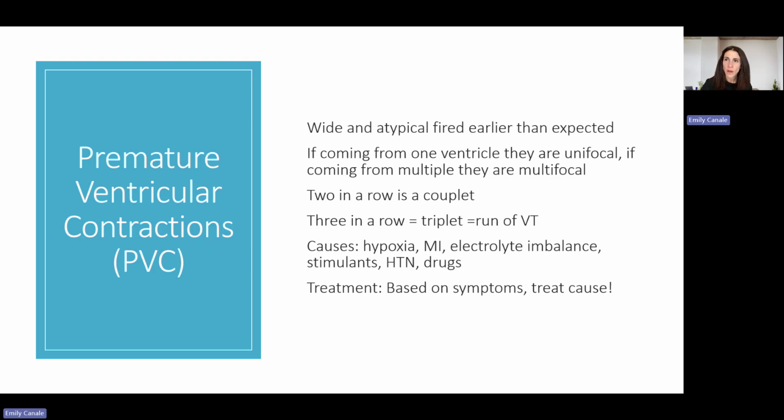Now, what you're looking for though is, are these PVCs in a row? If we have two PVCs in a row, it's a couplet. If you have three, it's a triplet. And if I have three beats of that, it's actually a run of VTAC. You need to notify the provider of something like that, because if I'm having multiple runs of VTAC, that's a bad thing. So definitely always be looking for those three PVCs in a row to identify if maybe your client has something going on. Are they at risk for going into actual VTAC?